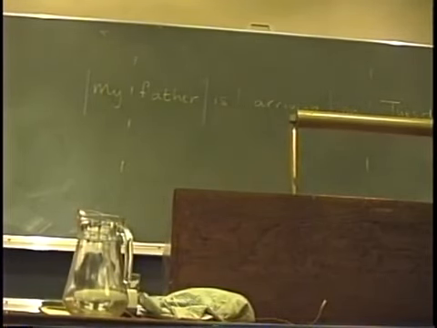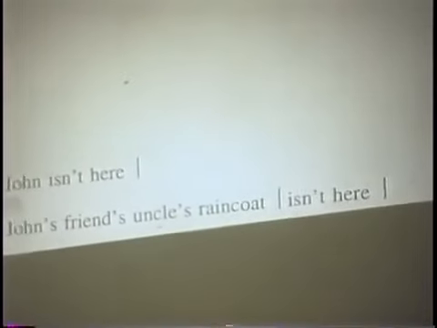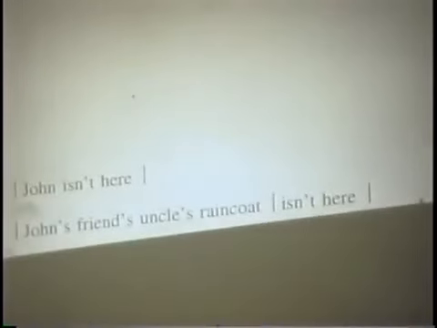So, if we go back to that sentence, where now the noun phrase subject of the sentence is John's friend's uncle's raincoat rather than John, it's more likely that I will have two word groups. So John isn't here with one word group, but more likely, John's friend's uncle's raincoat, isn't here. Okay.